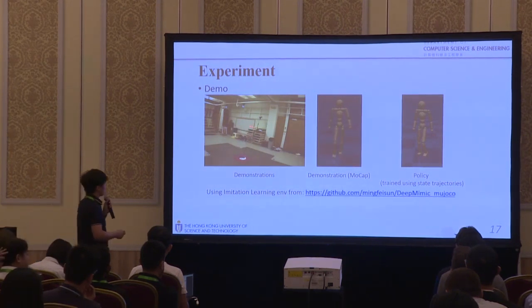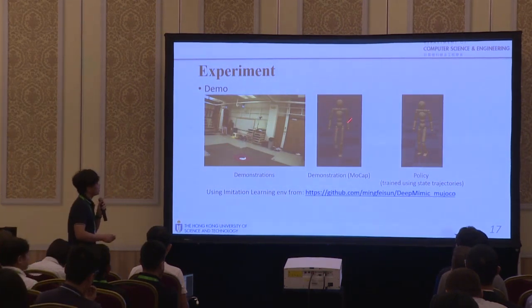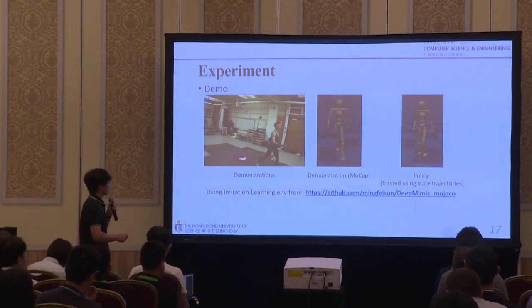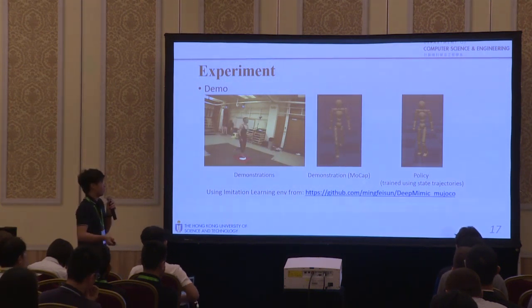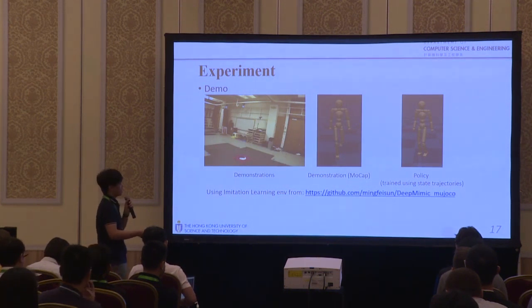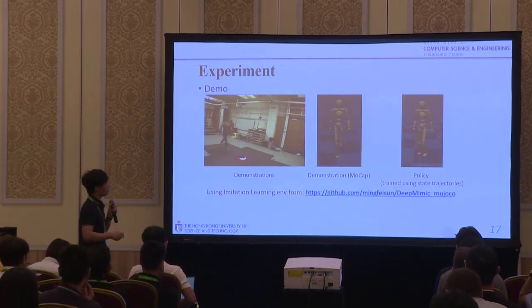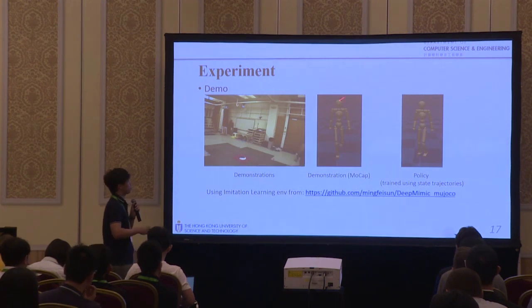Here is the demonstration data, and this is the motion capture format. We just play the motion capture data on this character. This is not physics. This is just a kinematic model. Then we train the policy just using the state trajectories, and this is what we get.